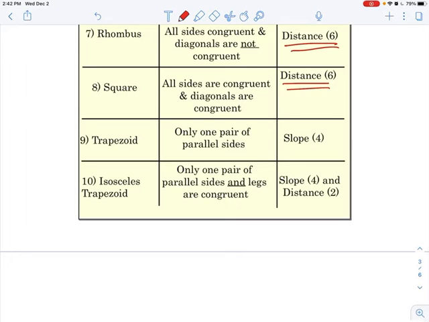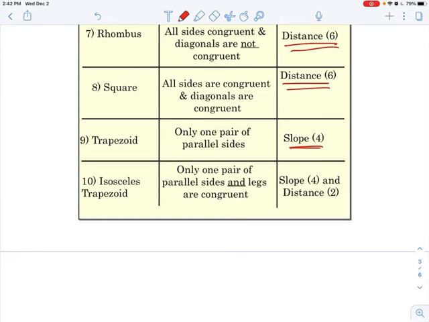Trapezoid, you have to show 1 pair of parallel sides. That doesn't mean that you just use the slope formula twice and show that you have a pair of parallel sides. You have to show that you have a pair that's parallel and then the other pair is not parallel. So you're going to have to use the slope formula 4 times.